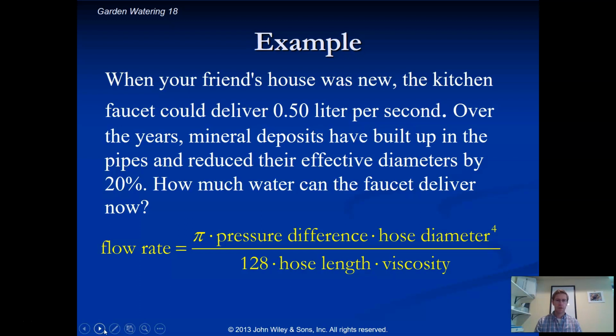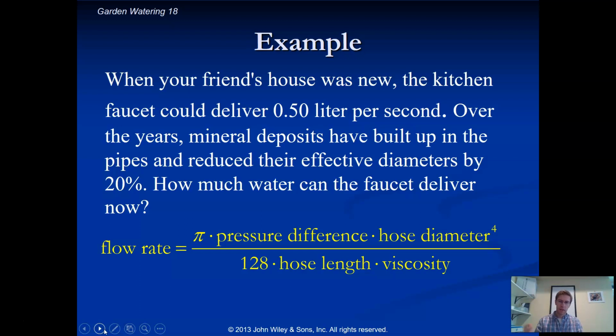But you're told that your friend has a house, and when their house was brand new, the kitchen faucet could deliver 0.5 liters per second. So that's a flow rate. It's a volumetric flow rate, a certain volume, 0.5 liters per unit time, per second. So 0.5 liters per second.